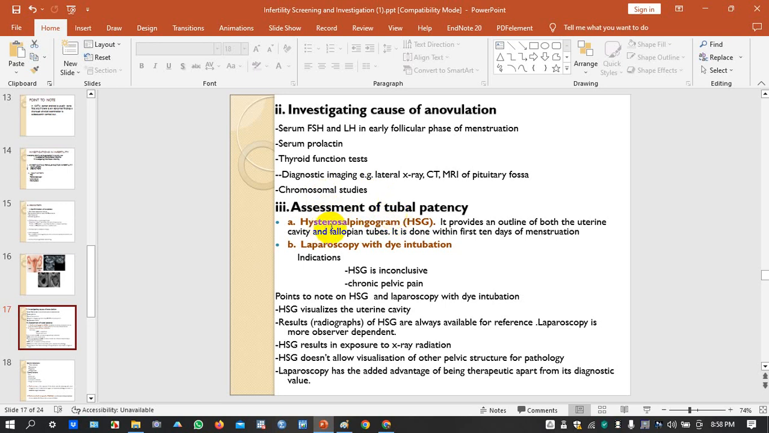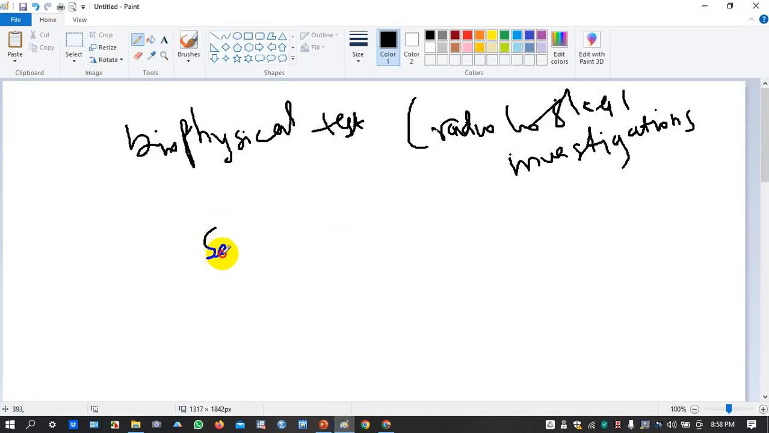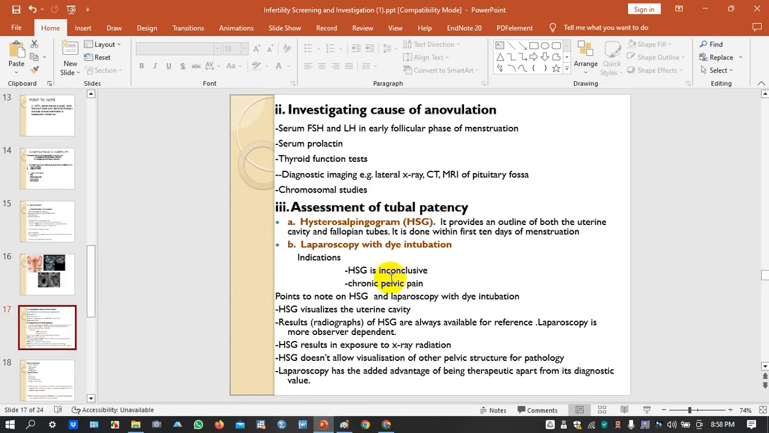When we say salpings, what is that? Salpings are the fallopian tubes, the woman's fallopian tubes. That is what we call salping. So we assess the fallopian tubes, and we will do a hysterosalpingogram.